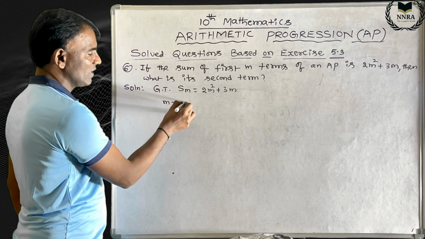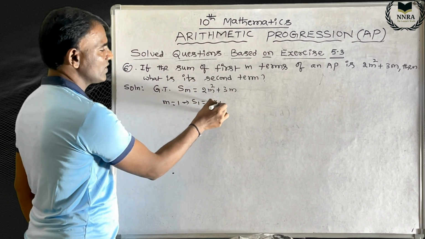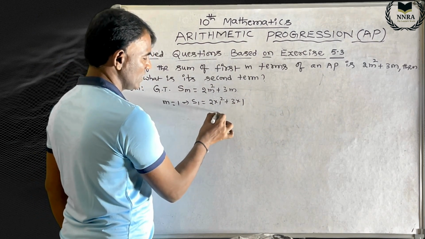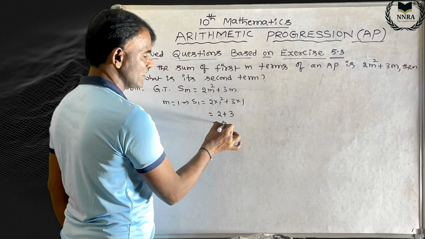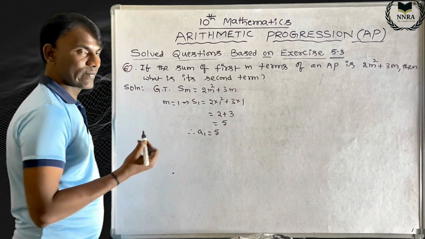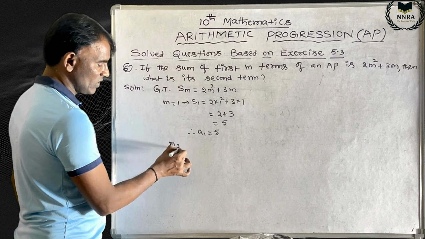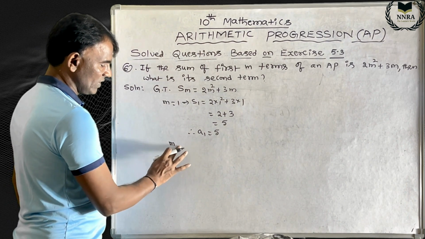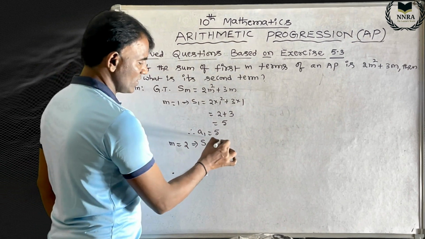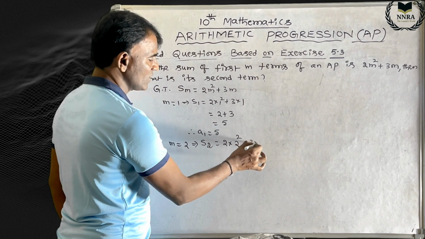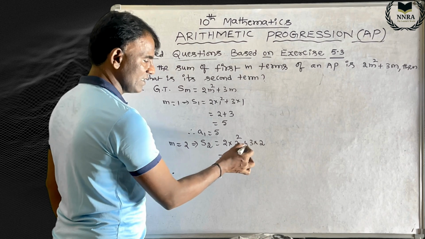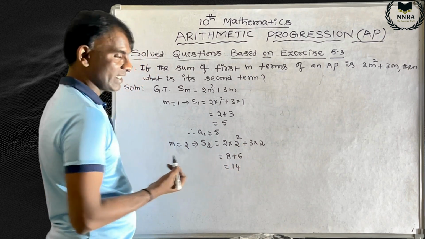If m equal to 1, then S1 is 2 into 1 square plus 3 into 1. So 2 into 1 square means 2, then 3 into 1 is 3. 2 plus 3 equal to 5. So it is nothing but a1. So a1 equal to 5. If m equal to 2, then how to write that value? S2 equal to 2 into 2 square plus 3 into 2. So 2 into 2 square means 4, 4 into 2 is 8. 3 into 2 is 6, 8 plus 6 equal to 14.